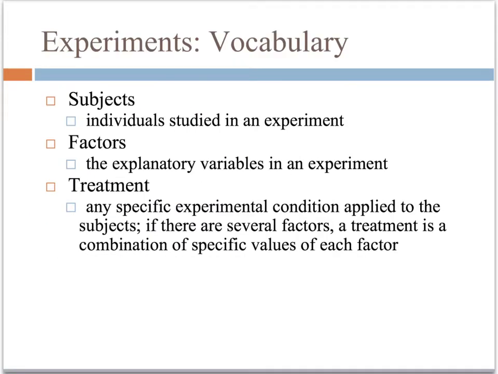So a little bit of vocabulary that we use. Subjects are just the individuals that we study in an experiment. The factors are another word for the explanatory variables. And a treatment is the experimental condition that we apply to the subjects, the way that we manipulate those explanatory variables in the experiment. And if there are several factors, a treatment is going to be a combination of manipulations of each of the factors, each of the explanatory variables.